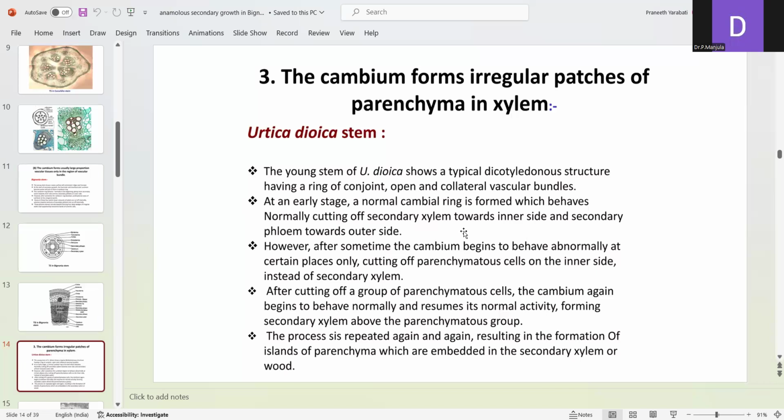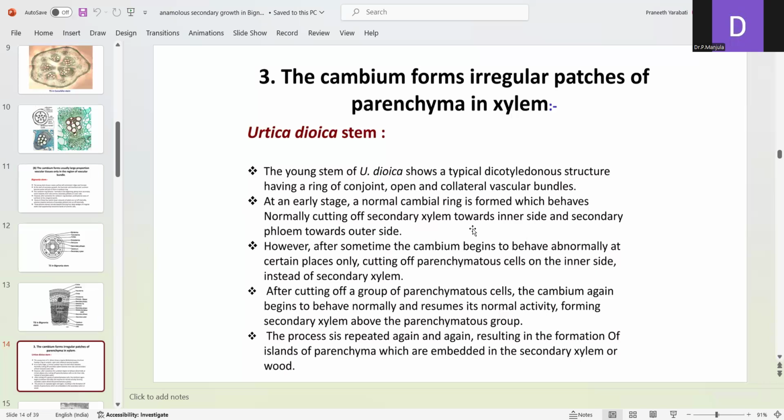After some time, the cambium again behaves normally. After producing the parenchymatous cells, it again produces the secondary xylem. This process is repeated again and again, resulting in islands. So in between these parenchymatous islands, we can observe the parenchyma in the xylem region, islands of parenchyma embedded in the secondary xylem.